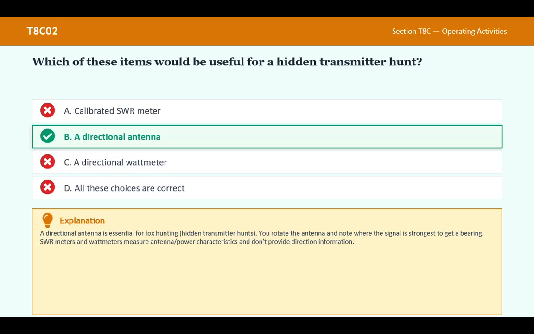interfering transmitter. Which of these items would be useful for a hidden transmitter hunt? B. A directional antenna. A directional antenna is essential for fox hunting or hidden transmitter hunts. You rotate the antenna and note where the signal is strongest to get a bearing. SWR meters and watt meters measure antenna power characteristics and don't provide direction information.